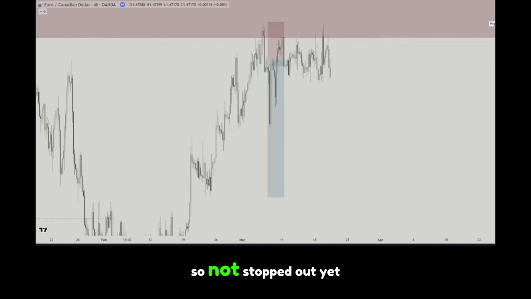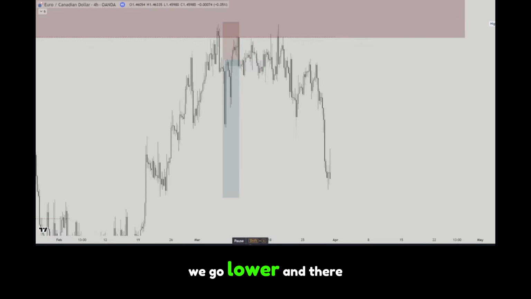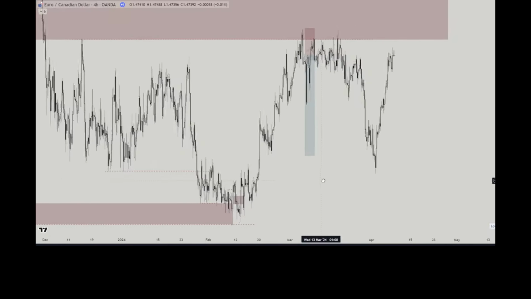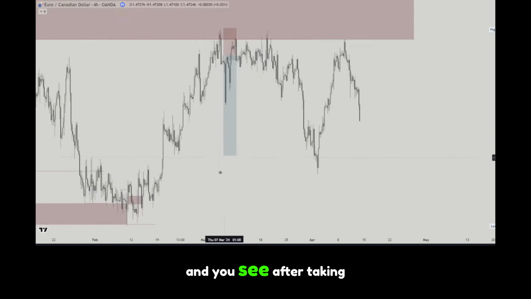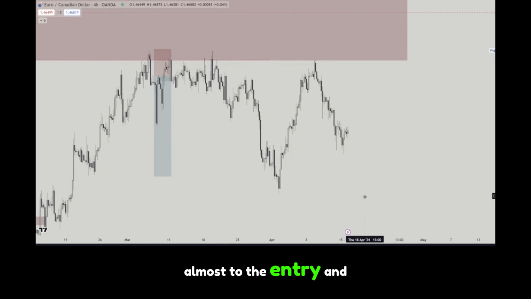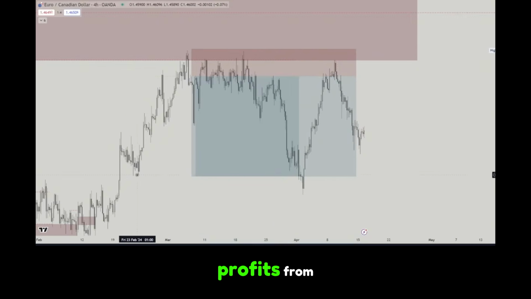Right, so not stopped out yet. We go nowhere. And there you go. It hit the take profit. And also started going lower. And you see, after taking that level, it started to shoot up almost to the entry and started going lower. So that was a level that is good to take profits from.